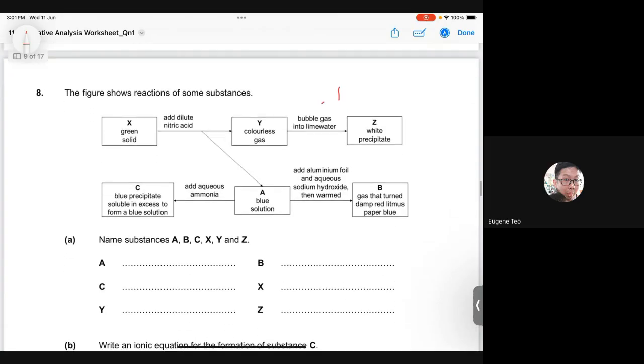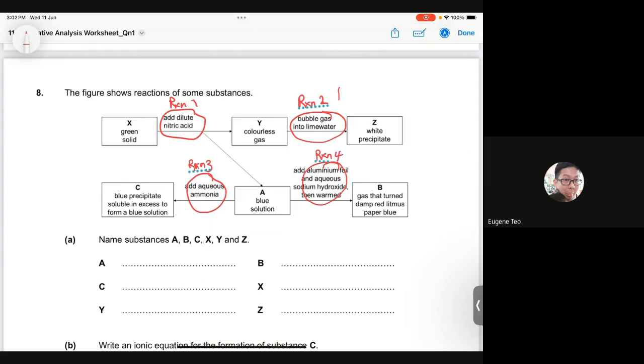So let's start. As I mentioned, every single time when you look at this diagram, always check what are the reactions that are happening. So I got reaction 1 here, reaction 2 here, reaction 3 here, and reaction 4 here. So I got 4 different reactions that are happening.